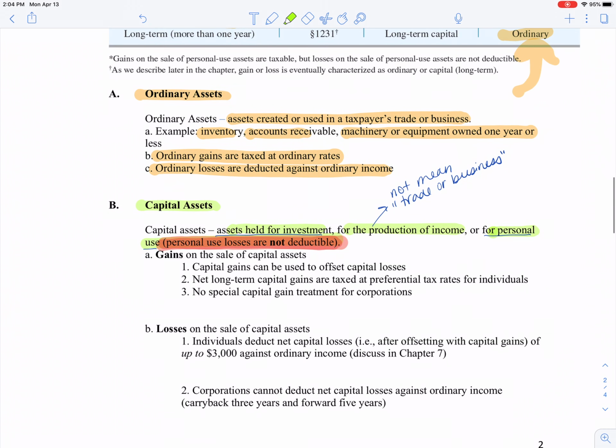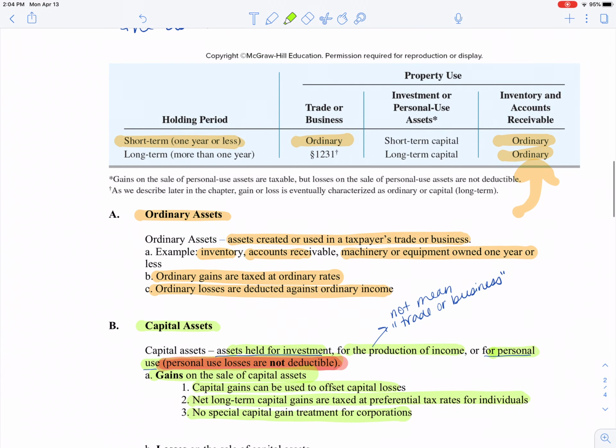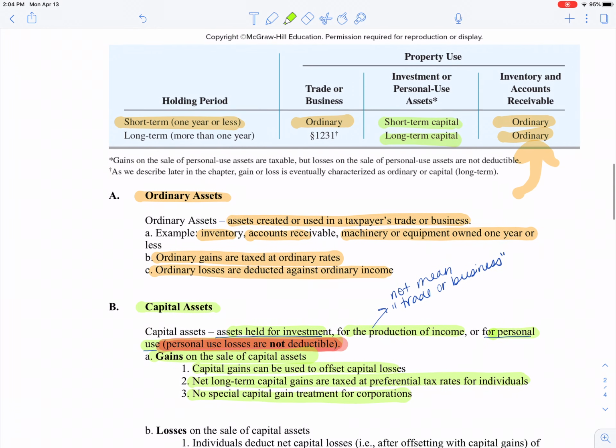So gains on the sale of capital assets can be used to offset losses, and net long-term capital gains are taxed at a preferential rate. We've done this before. We've calculated how to calculate tax for preferred items and for ordinary items, so we're just going to get into the details a little bit more now. And then there's no special capital gain treatment for corporations. So when we're thinking about our capital gains, we're thinking about investment or personal use. They can be short-term or long-term, depending on how long we've held them.